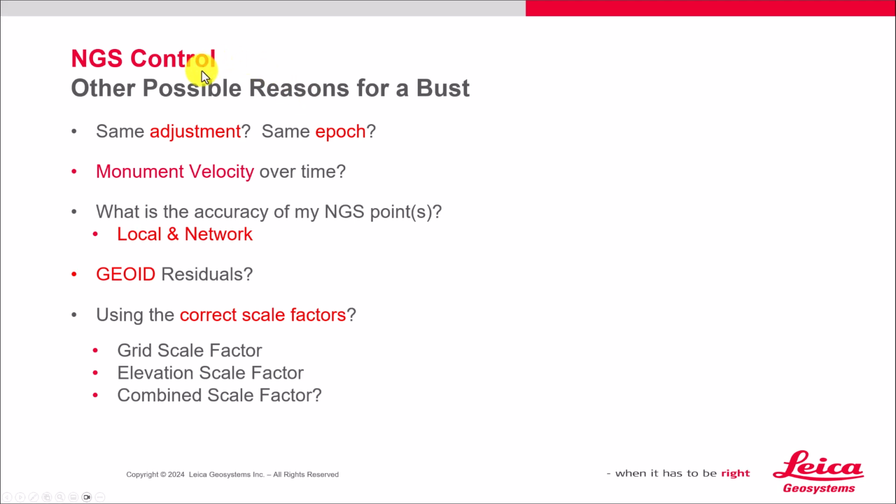Now let's talk about NGS control, another possible reason for a bust. Well, are you using control from the same adjustment, from the same epoch, or epoch as some like to say? Have you taken into account the monument velocity over time? That happens a lot in states like California, some in Arizona. What's the accuracy of my point? Is it local or network accuracy? And have I considered geoid residuals? And am I using the correct scale factors? Grid scale, elevation scale factor, and combined scale factor.